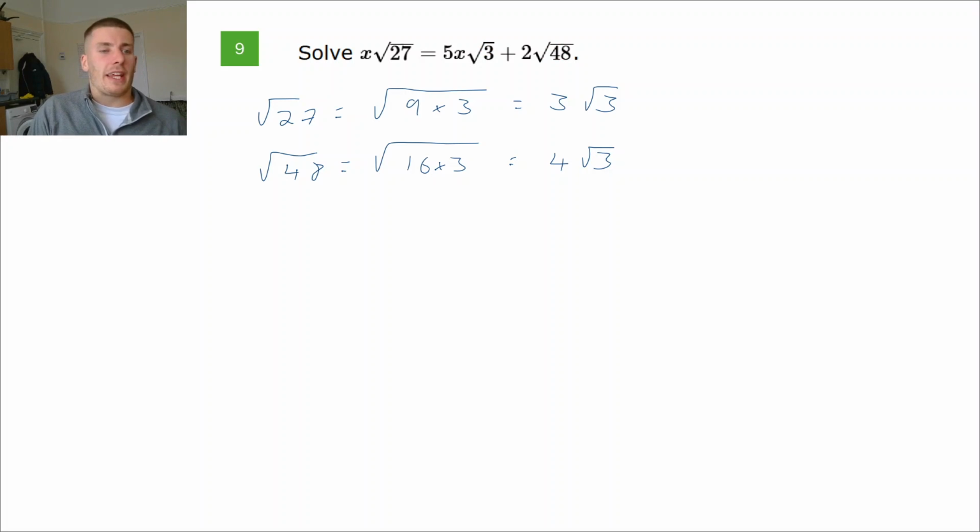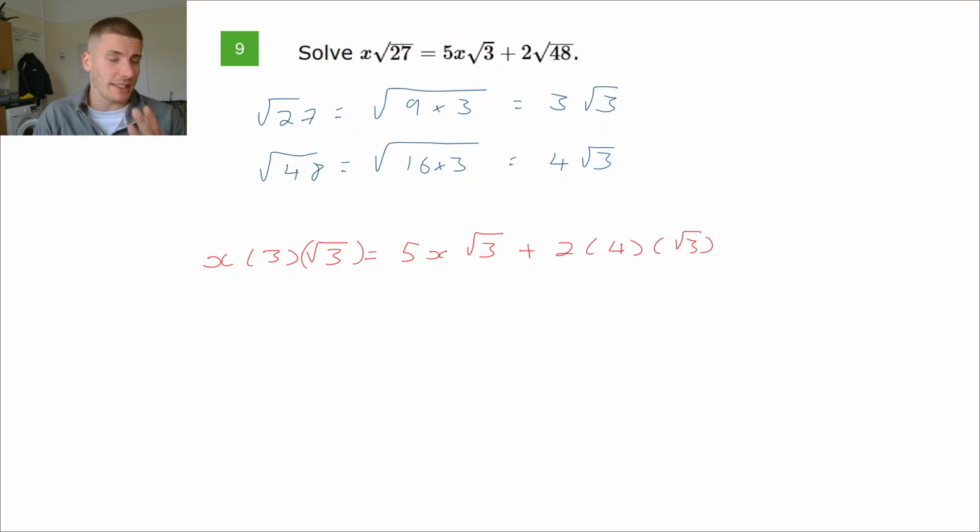So now if I rewrite the statement, I've got x root 27, which we now know is the same thing as 3 times root 3, and that's equal to 5 times x root 3 plus 2 lots of root 48, which we now know is equal to 4 root 3, like this. I could write a bracket there if I so wish.